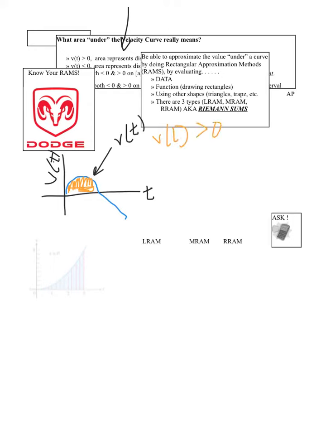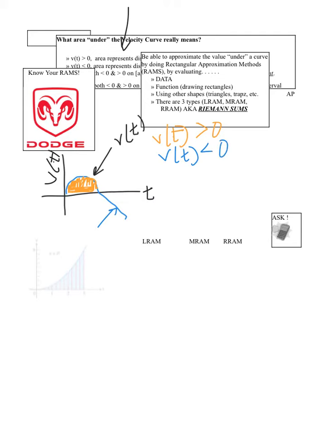So because the velocity is greater than 0, it's positive. We know that the object is moving right or up, one of those two directions. So that orange space is going to give me the total distance. It's going to give me the displacement of the object. Wherever it started at t equals 0, this is going to tell me just how far it went to the right.